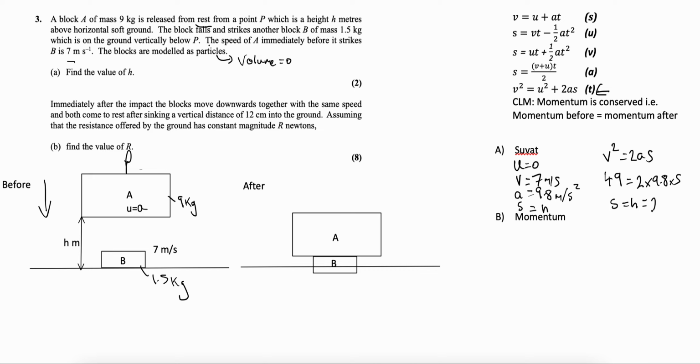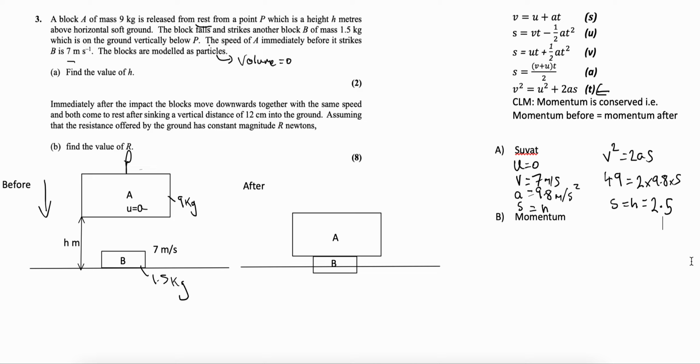Now it's important that if you take up as being positive, your acceleration would be, in that case, negative, which would give you a displacement of minus 2.5. Although a displacement can be negative, the h is the height, not the displacement, so it will always be positive. Okay, so you have to watch your scalars and vectors there.